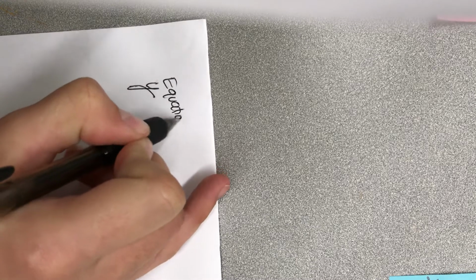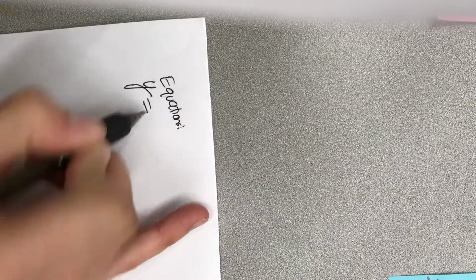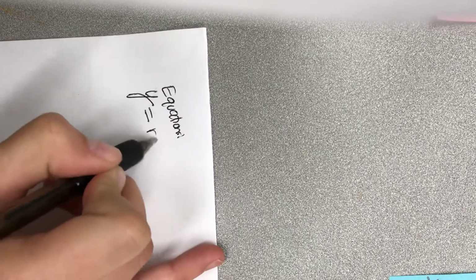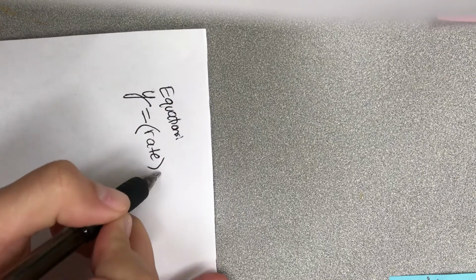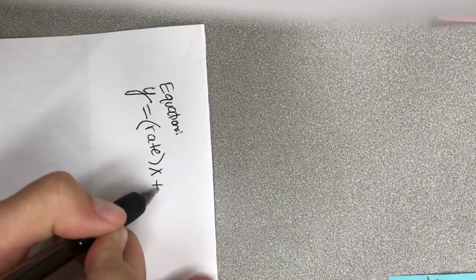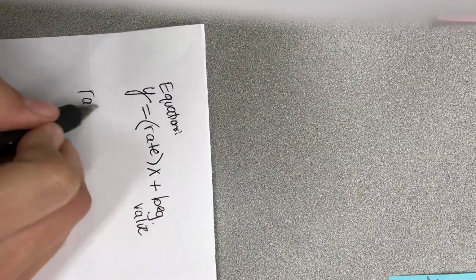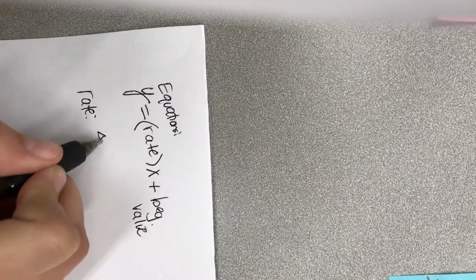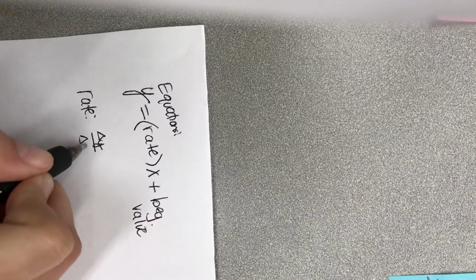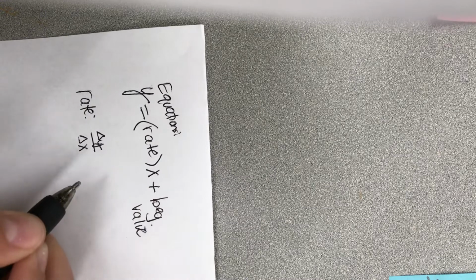Your equations always start off with y equals your rate. So the number that we found for our rate goes next. You put the x value, a plus sign, and then this is your beginning value. Your rate, in order to find that, you take your pattern for your y's and divide it by the pattern for your x's.